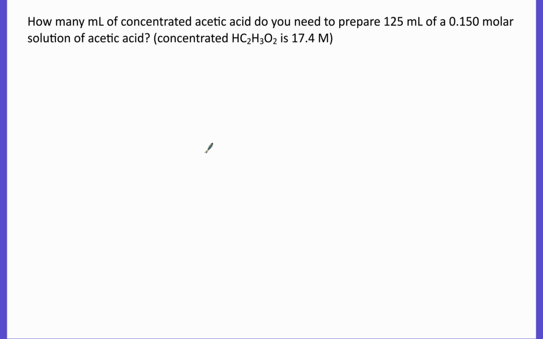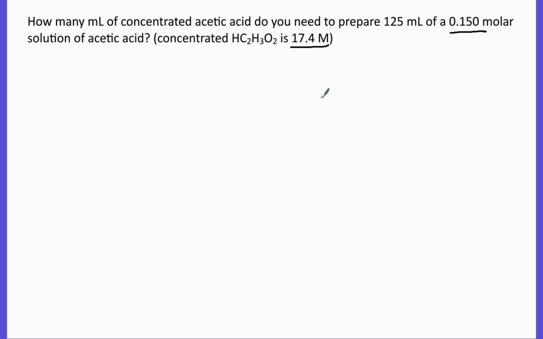Again, I told you that there's only 3 things I might be solving for, but this is an example of a question you might have. How many milliliters of concentrated acetic acid, that's vinegar, do you need to prepare a 125 milliliter sample of a 0.15 molar solution of acetic acid? So I need to know certain things. I need to know what the original concentration is, that 17.4. But then I want my concentration to decrease. I want it to be a 0.15 molar solution, whereas I have 125 milliliters, that's the final volume that I'm shooting for.